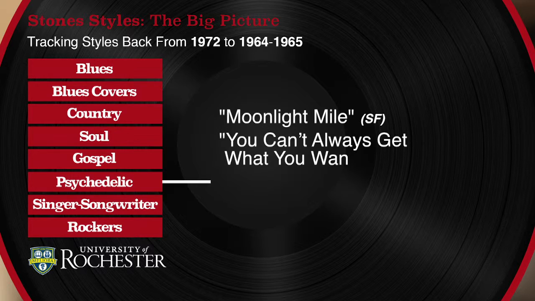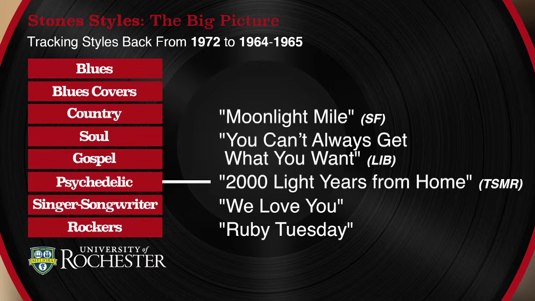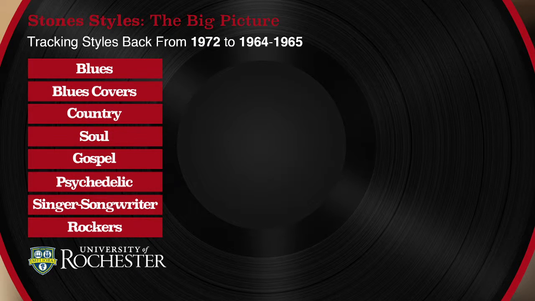Psychedelic, we couldn't find a lot on Exile on Main Street, maybe Let It Loose, but as we continue to go back, Moonlight Mile on Sticky Fingers, You Can't Always Get What You Want on Let It Bleed, 2000 Light Years from Home on Their Satanic Majesties Request, We Love You, going all the way back to Ruby Tuesday. And of course, we could look at most of Their Satanic Majesties Request for psychedelia stuff there.